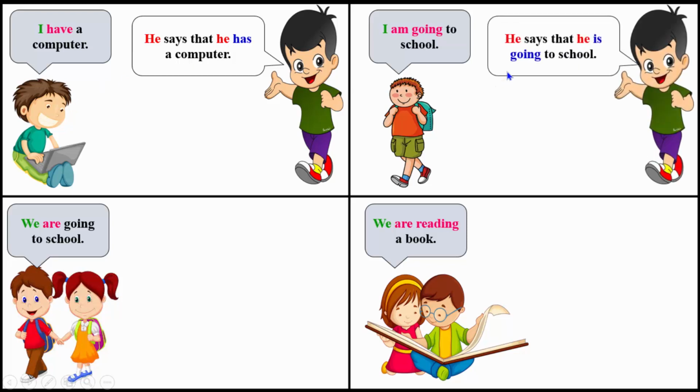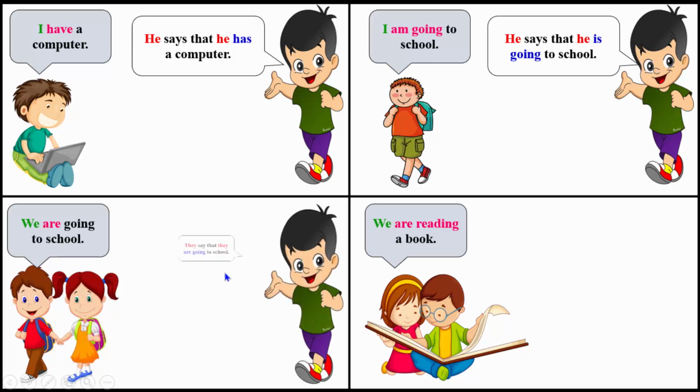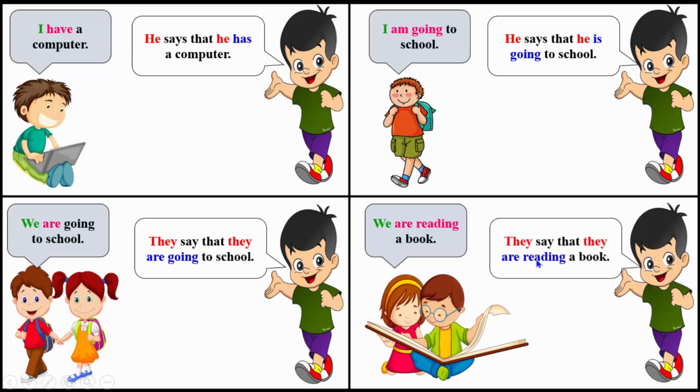Number two, he says that he is going to school. The pronoun he, it refers to this boy. They say that they are going to school. The pronouns they refer to these children because they are plural. And the final example, they say that they are reading a book. They, it refers to these children. So as you can see, there is this change in the pronouns here.